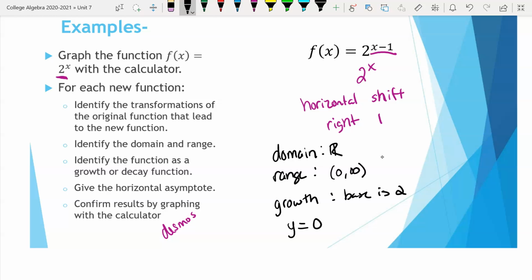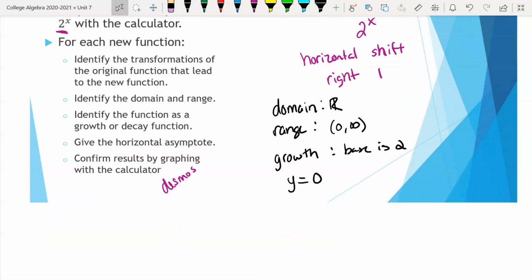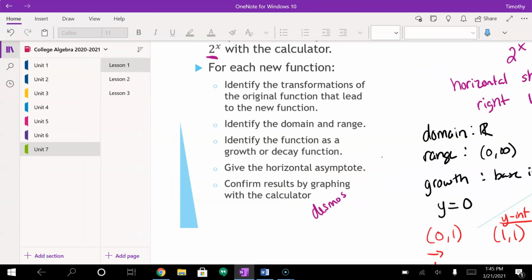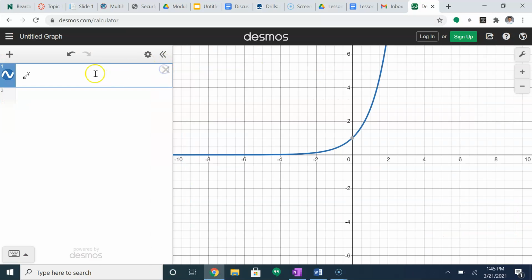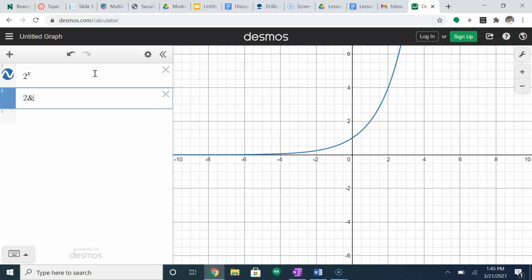Now, whenever we graph this, I really want you to focus on the y-intercept. Normally it's 0, 1, but if I move it right 1, that means I'm going to add 1 to the x value. My y-intercept should be 1, 1. So let's go graph these on Desmos and compare them. So we have 2 to the x and 2 to the x minus, I have to put this in parentheses, x minus 1.